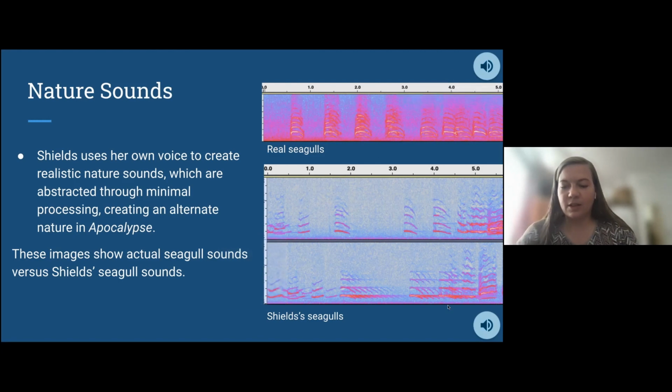So those are some legitimate seagulls, and then here's Shields' seagulls with her own voice.